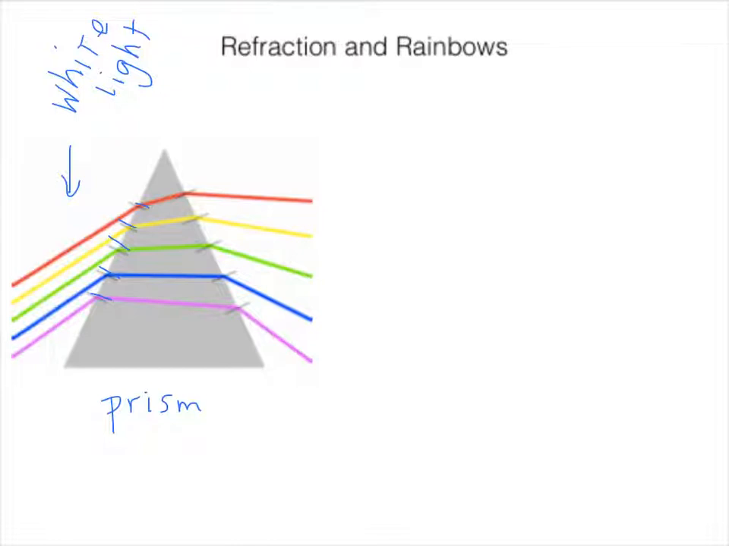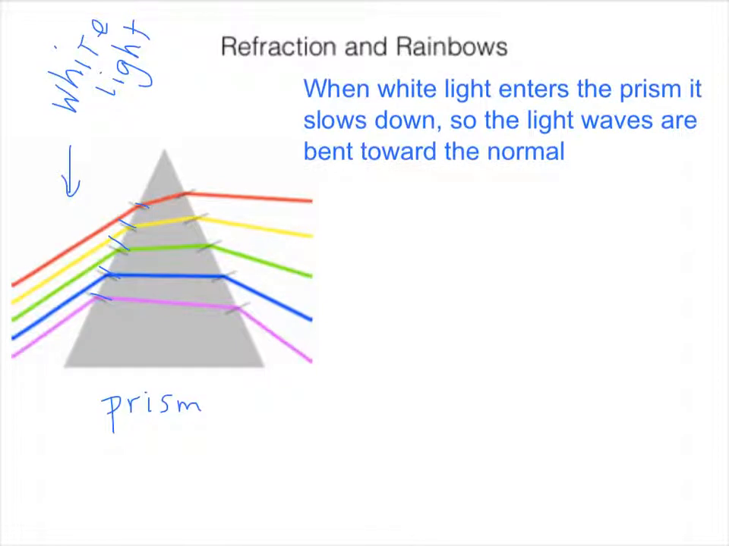And what I want you to notice is that in every case, each different color of light bends toward the normal when it enters that prism. It slows down, and so it bends towards the normal. Now, you've probably noticed that each wave was bent just a little bit differently, and that's because the amount of bending is going to depend a little bit on the wavelength of each light. And since red light has a longer wavelength than purple light, it is bent least. The smaller the wavelength, the more it is bent.